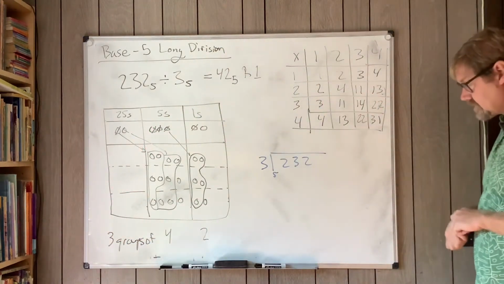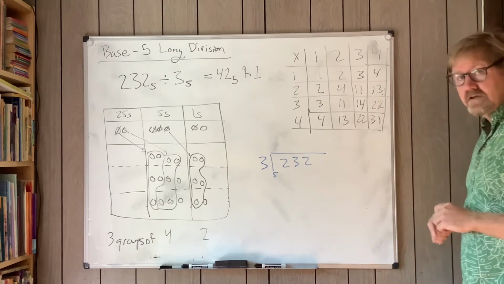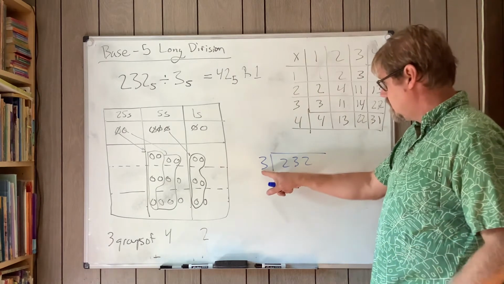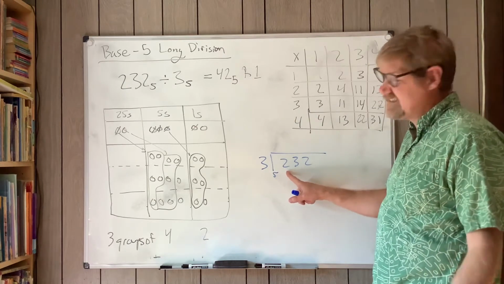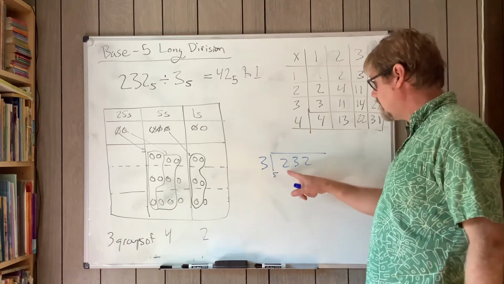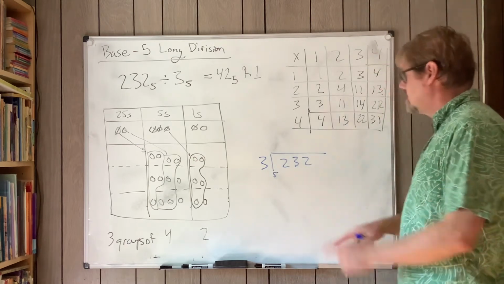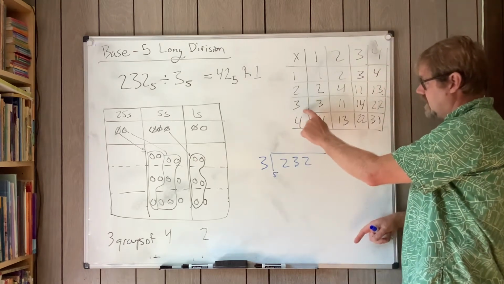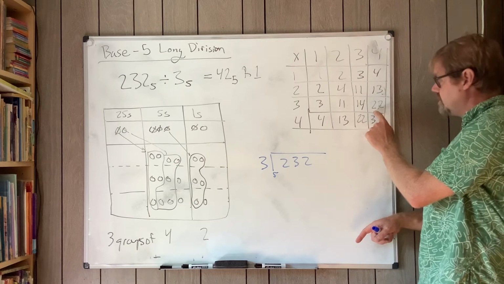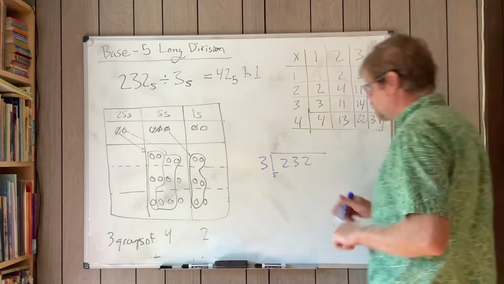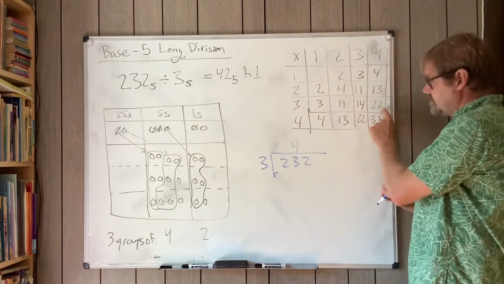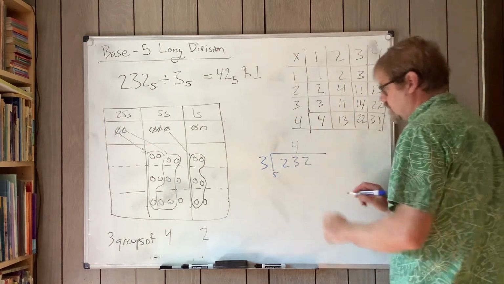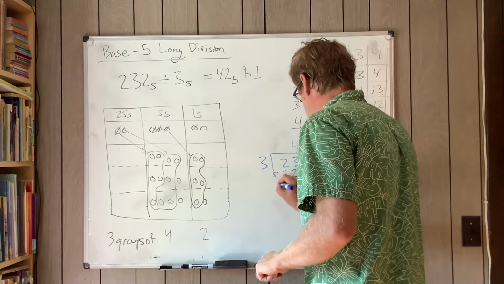All right. Now, just like before, I'm going to say 3 times what will give me 2? Well, nothing, right? But 3 times what will give me 23? Well, I can go up to this table and look, I can't get 23, but I can get 22 if I multiply by 4. So 3 times 4 is 2, 2.